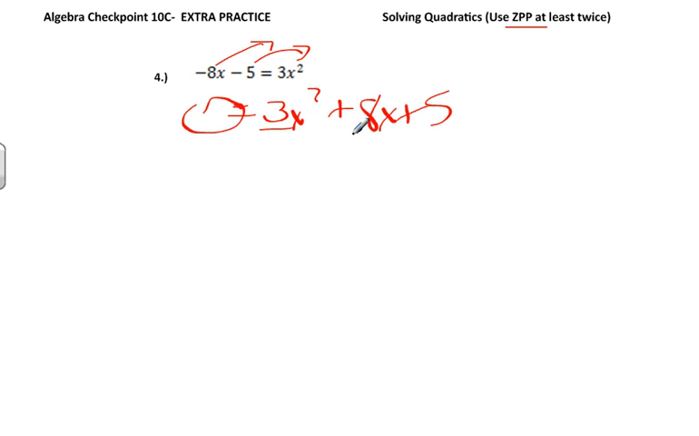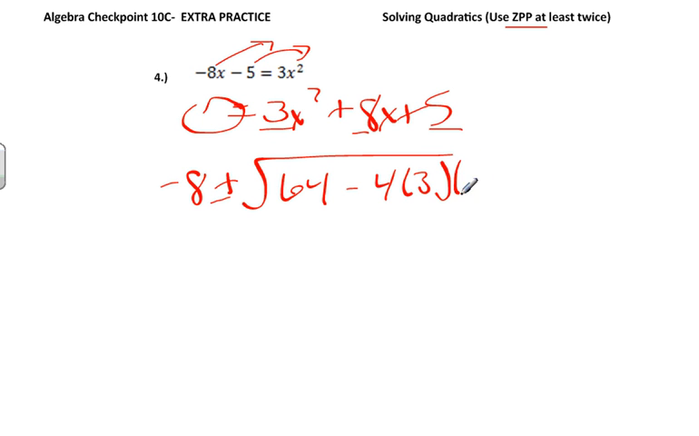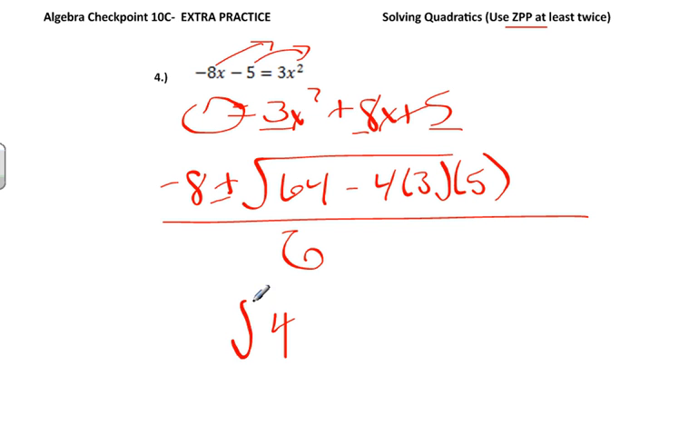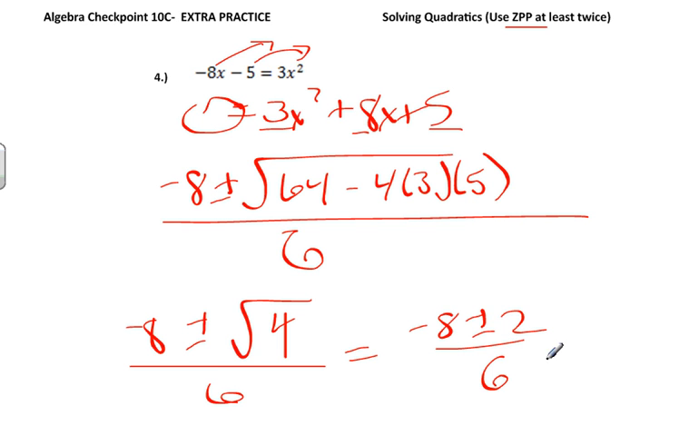A is 3, B is 8, C is 5, so the opposite of B, plus or minus the square root of B squared, minus 4 times A times C, all over 2 times A, so 6. And this is 12 times 5, that's 60, so 64 minus 60 is 4. So negative 8 plus or minus the square root of 4 all over 6, which is negative 8 plus or minus 2 over 6. I know I'm flying through this, but I want to finish up quick. So I have negative 6 over 6, or negative 10 over 6. That's negative 1, or negative 5 thirds.